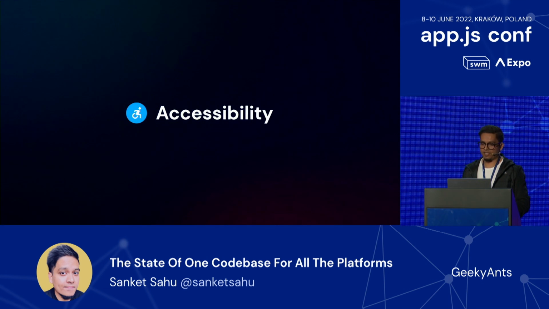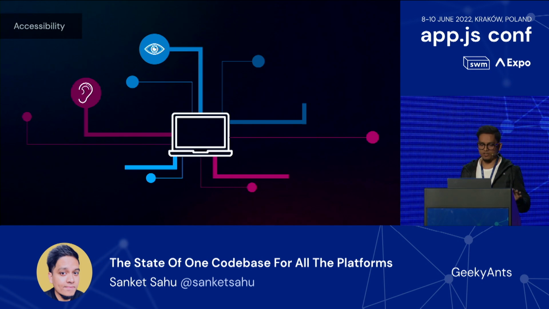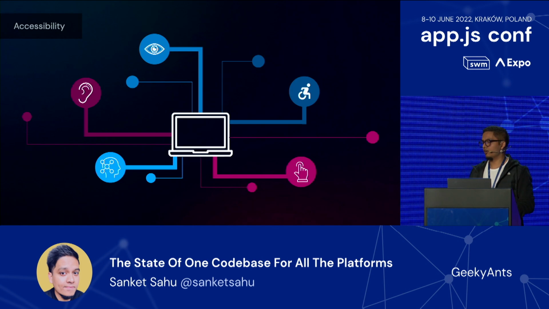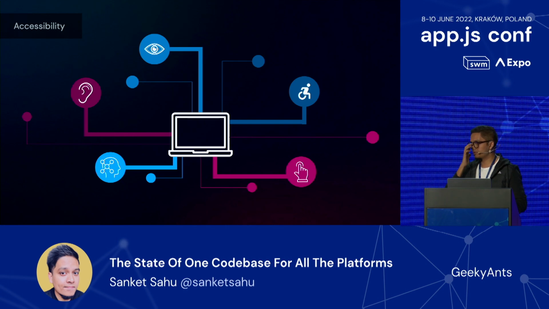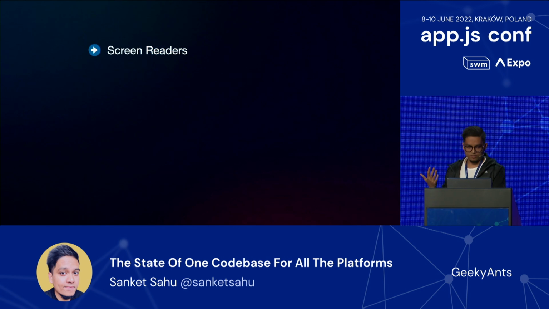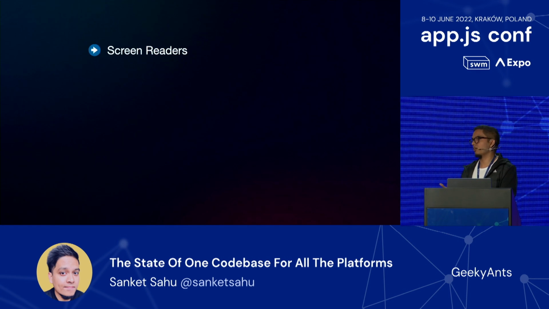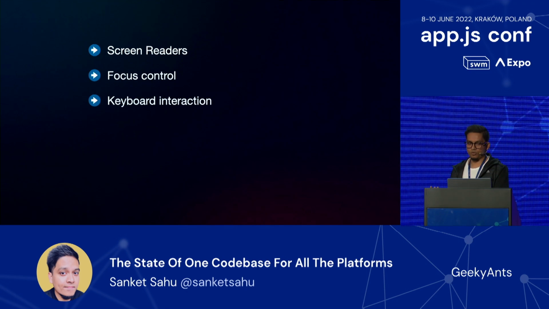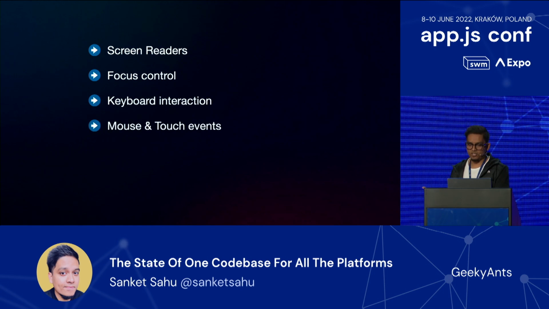And then comes accessibility, which is very, very different on all these platforms. Accessibility makes our apps inclusive, but the APIs differ a lot. It has a lot of checklists, right from, say, contrast ratio to text. Let's look at the checklist. We have screen readers, like all the apps must be compatible with screen readers. We have focus control. We have keyboard interaction, mouse and touch events, color contrast, and whatnot.